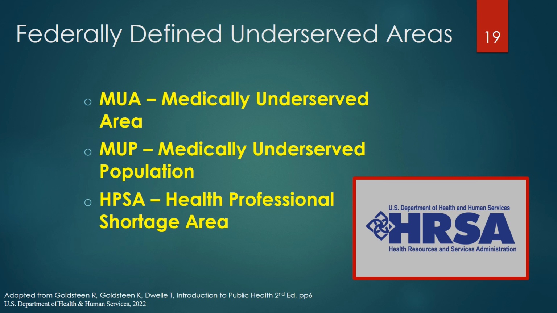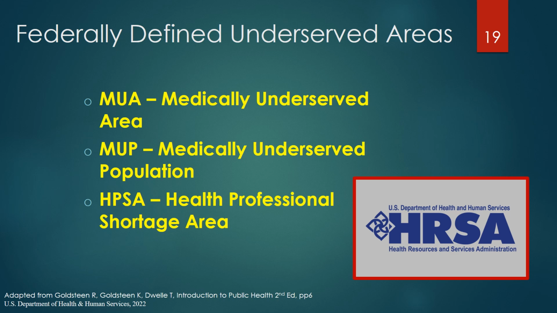Health professional shortage areas, HPSAs, are designated by HRSA as having shortages of primary medical care, dental or mental health providers, and may be geographic, a county or service area, population, for example, low income or Medicaid eligible, or facilities, for example, federally qualified health centers or state or federal prisons.